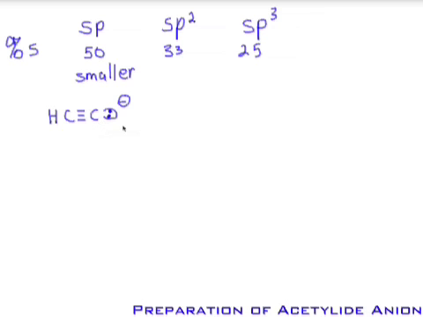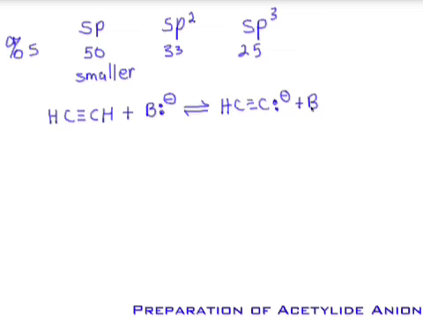Now I can draw a reaction to prepare this. Let's do that. I can take alkyne, for example, and I can react it with some base. I'll just call the base B with a lone pair, B minus. And that'll set up an equilibrium, which will give me the anion. And BH, the base has grabbed the proton, and because it was negative, it's now neutral.